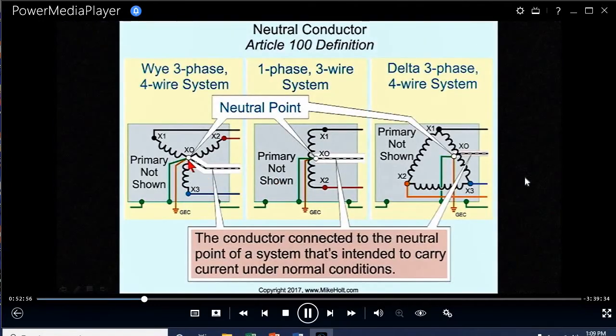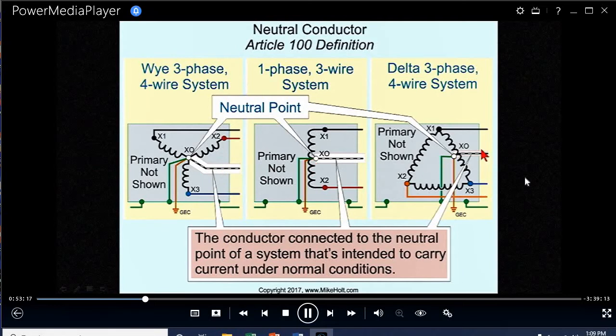You see this white wire right here? See how it's connected to the earth? That means that white wire is what? Grounded. And over here in this two wire secondary, that secondary XO is what? Connect to the earth, it's grounded. And then over here in the delta high leg system, the XO is what? Grounded. So the code actually identifies this wire as a grounded conductor.